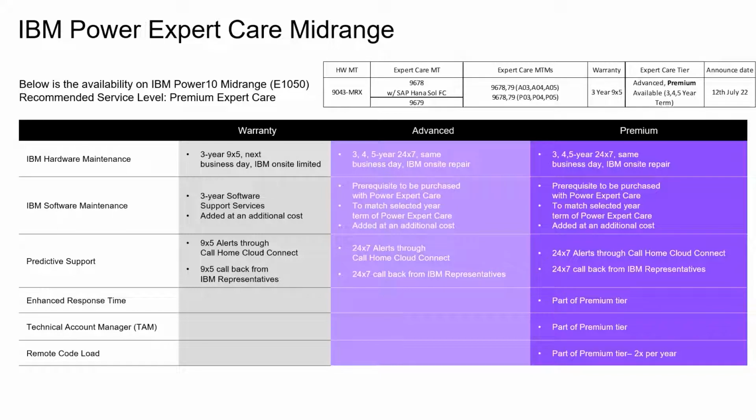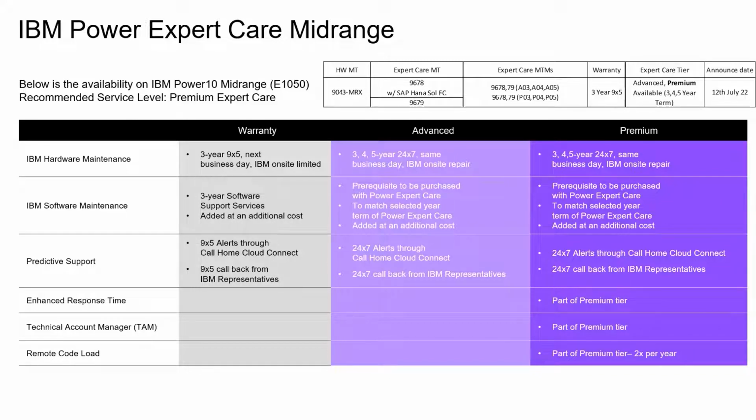The SWMA PIDs that are attached in eConfig at the time of hardware sale will align to the term of Expert Care that's chosen. So there's a 3, 4, 5-year advanced, and 3, 4, 5-year premium. If you select a 5-year advanced Expert Care, eConfig will automatically attach 5-year SWMA PIDs to match the term of Expert Care.